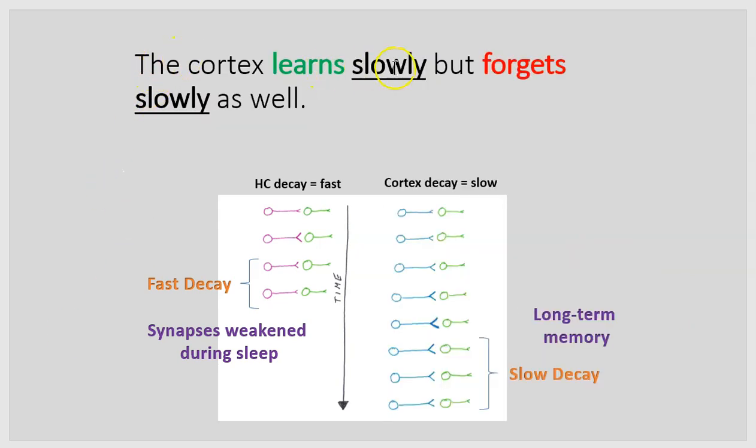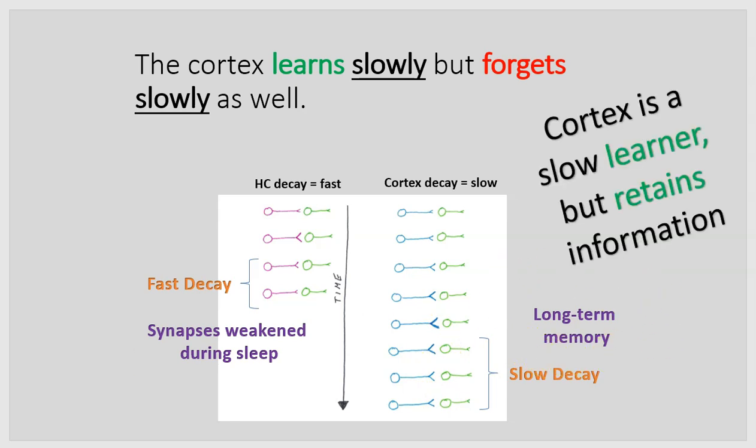Now, the cortex learns slowly but forgets slowly as well. So you recall, we need multiple activations in the cortex to strengthen those cortical synapses, but the synapses decay very slowly, and that's exactly what we want for a long-term memory system. So the cortex is a slow learner, but it retains information very well. So that's why we want to get memories stored in the cortex. They will last a long time.